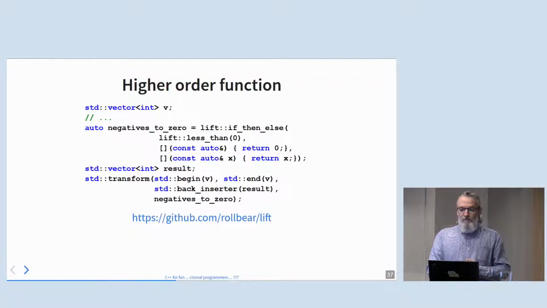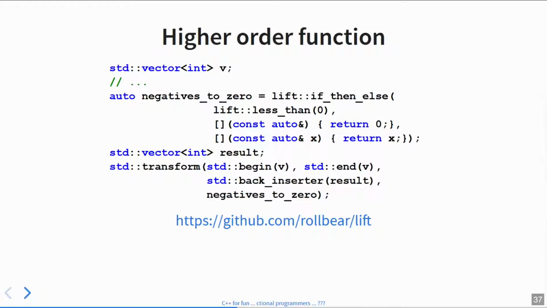It's from a library called Lift. You might already develop an idea what this is doing from the name. We have here a function that takes 3 functions. It's called if then else. The first parameter is a predicate, returns true or false. The second is what happens in the good part. And the third parameter is the function that happens in the bad part.